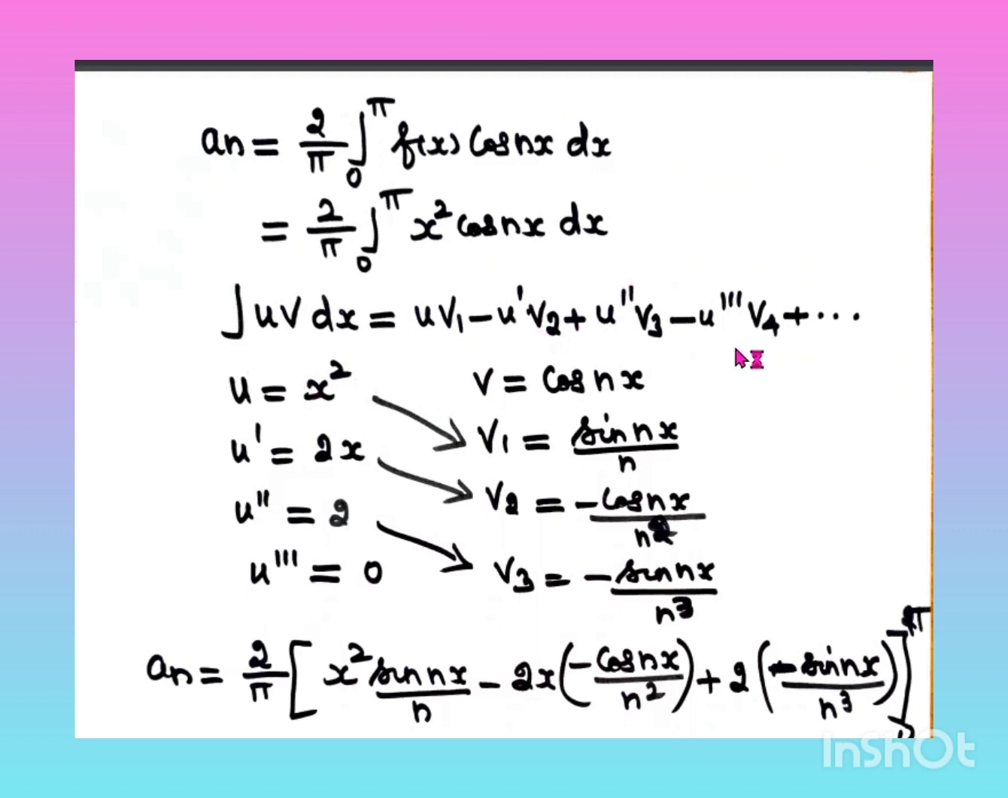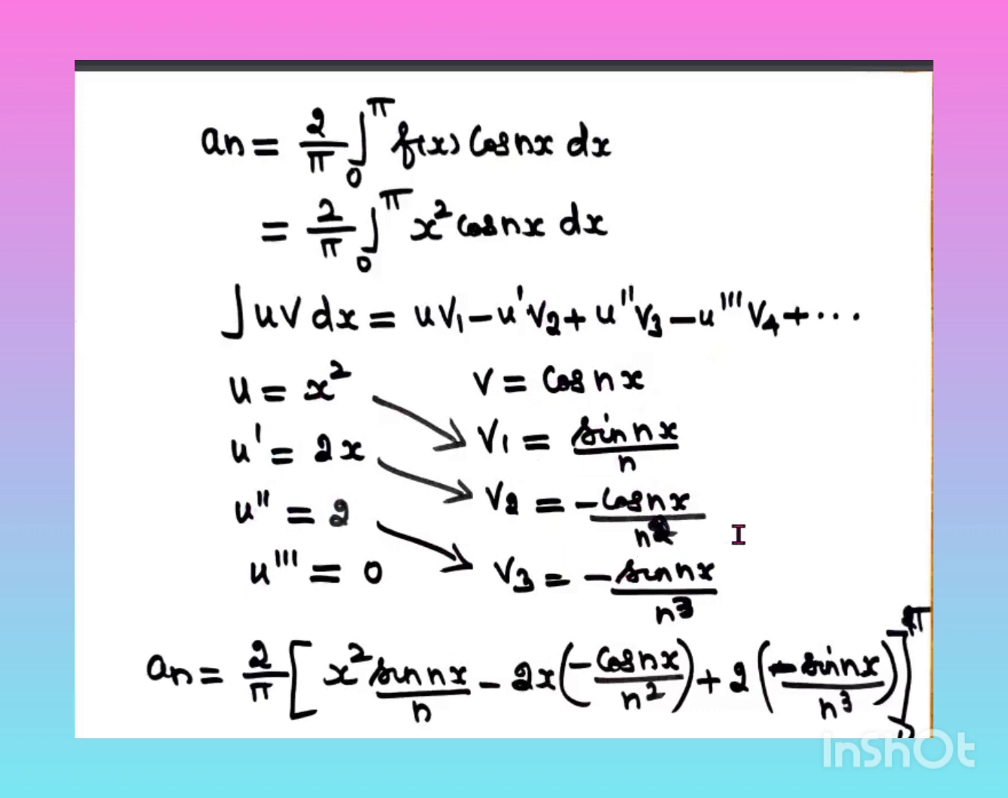Here you have to find u dash, u double dash, u triple dash, v1, v2, v3. So what is u? x square. What is v? cos nx. So u dash is 2x if you are differentiating x square, u double dash is 2, u triple dash is 0. So v is equal to cos nx, v1 is equal to sin nx by n if you are integrating cos nx.